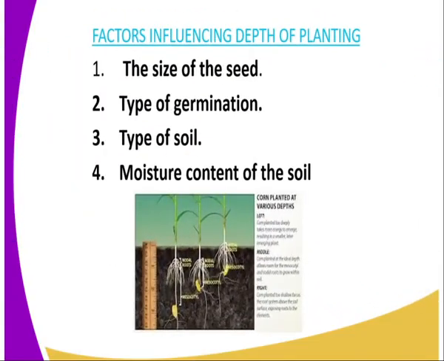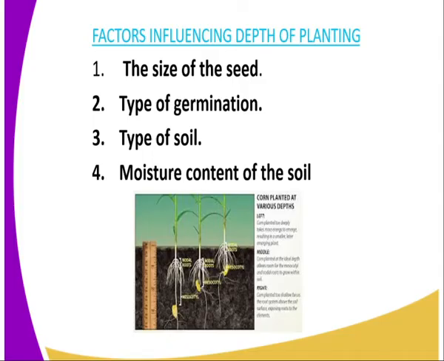Then we have the factors influencing the depth of planting. The first one, we have the size of the seed. For instance, wheat seed or millet seed are small in size compared to maize seed. A wheat seed or a millet seed requires a higher depth compared to a maize seed, because a light or small seed will easily be blown by the wind, and therefore it requires a higher depth.